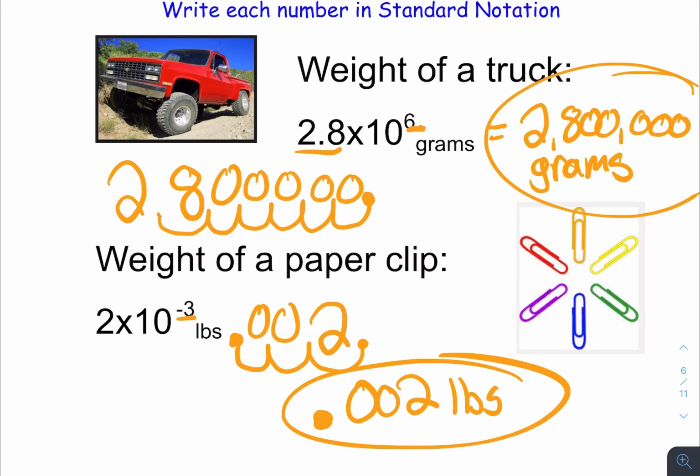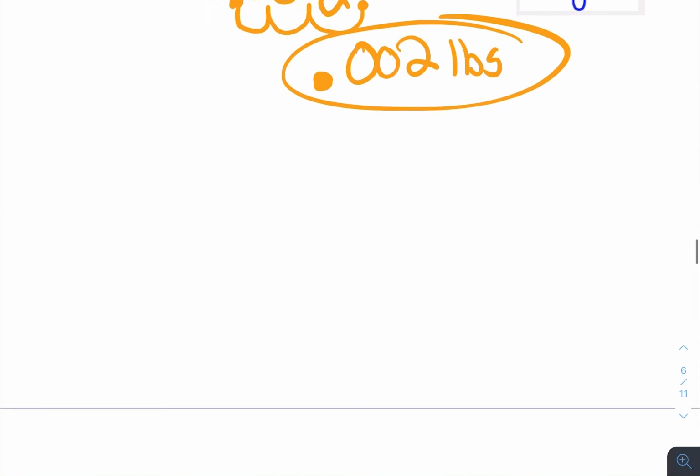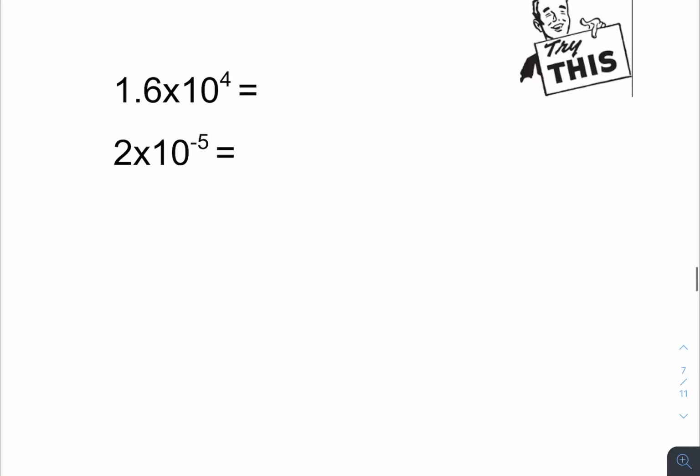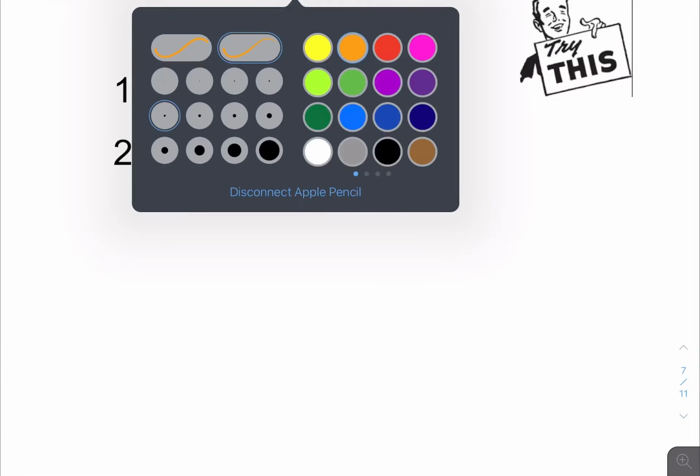So again, if you need to pause it, feel free to do so. 2 examples here real quick. If you'd like to pause them, try them real quick, but I'm going to go over those answers right now.